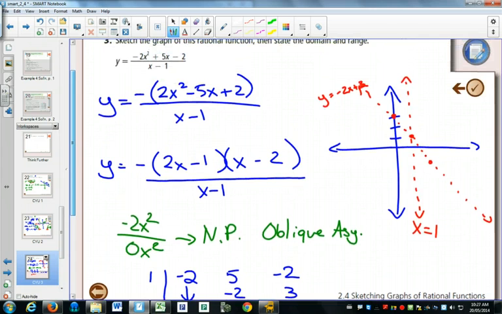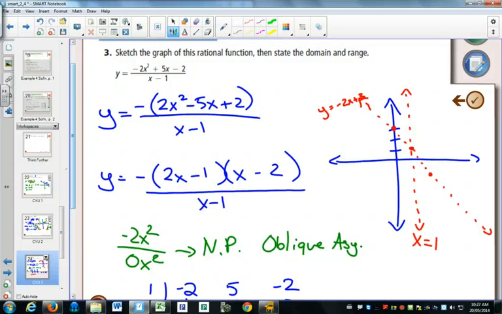So now we're going to graph our x-intercepts and y-intercepts to see if we have enough points to graph the whole thing or if we have to find another point. Finding a y-intercept, if you plug in 0 for x, this would be 0, this would be 0, this would be 0, and you'd be left with negative 2 over negative 1, which is just 2. So we know that (0, 2) is our y-intercept.